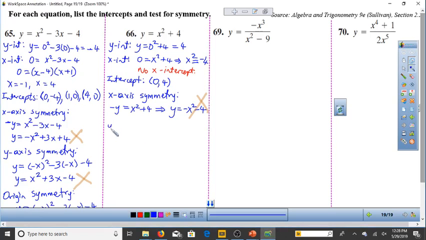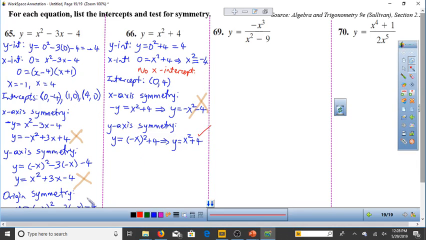Let's try for y-axis symmetry. For y-axis symmetry, we replace all the x's with negative x. So now we have y equal to negative x squared plus 4. And if you simplify that, you get y equal to x squared plus 4, which is the same as the original. So yes, that works.